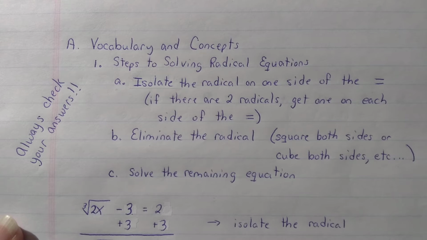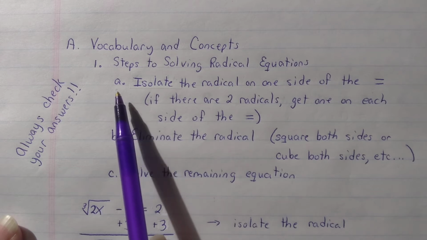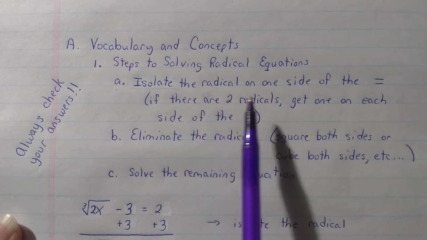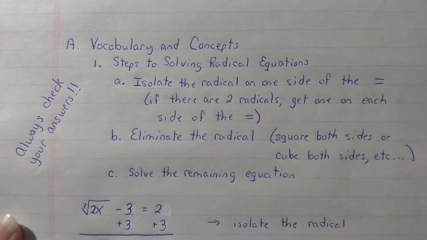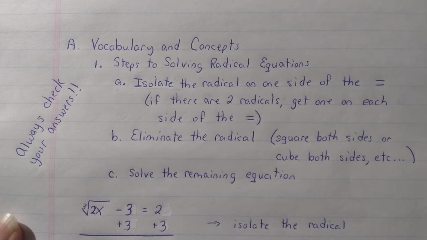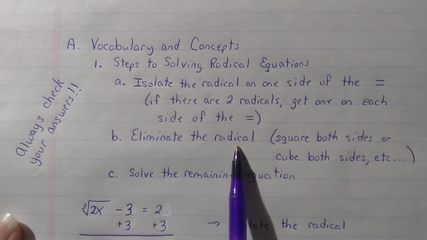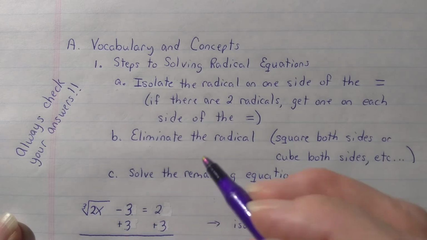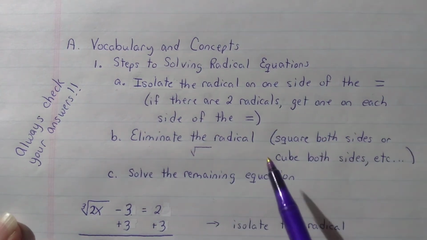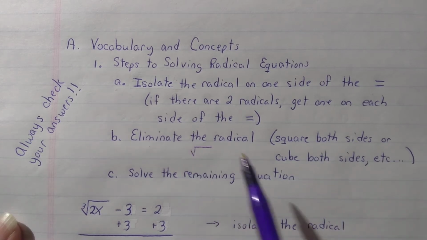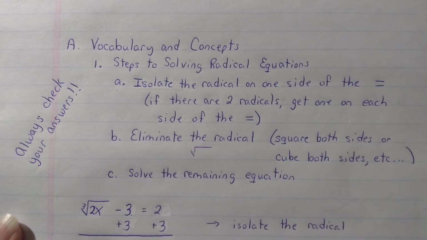Vocabulary and concepts for today. Our steps to solving radical equations, there's only 4 of them. The first one is isolate the radical on one side of the equal sign. If there are 2 radicals, you need to get one on each side of the equal sign. Isolate means get by itself, so you'll be moving the radical to the left-hand side. After you do that, you're going to be eliminating the radical, which means getting rid of it. To get rid of a radical, you square both sides if it's a square root, you cube both sides if this was a cube root, etc. That would be the second step.